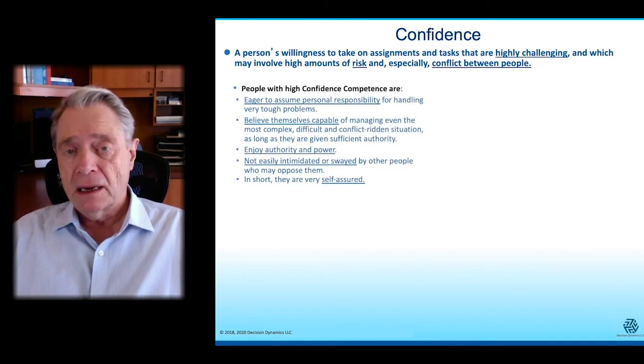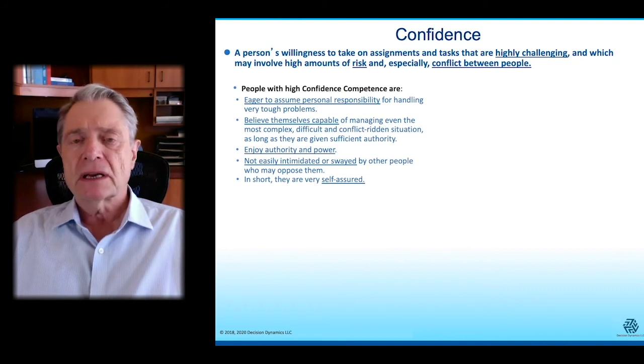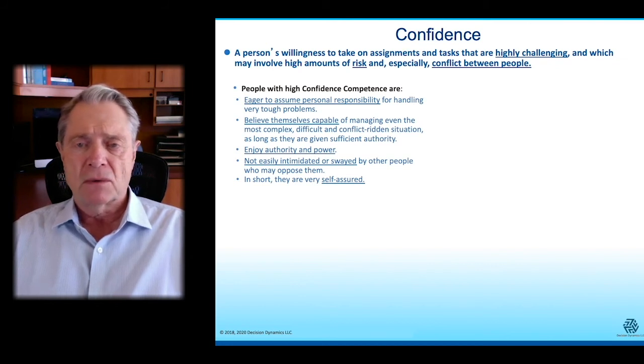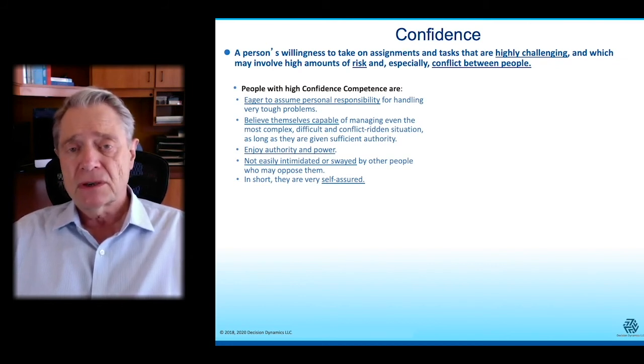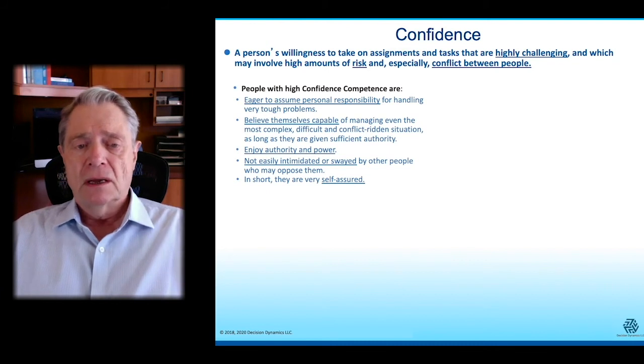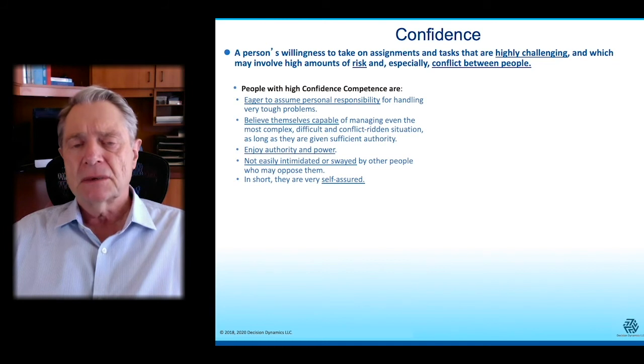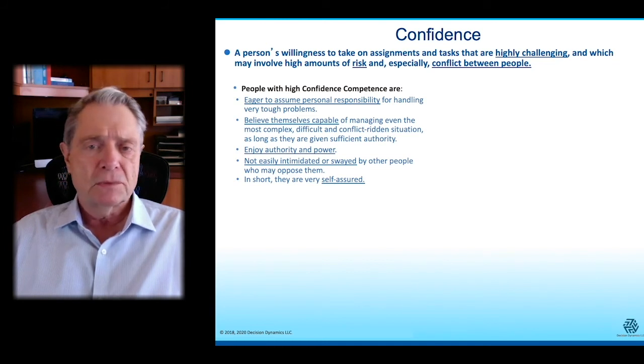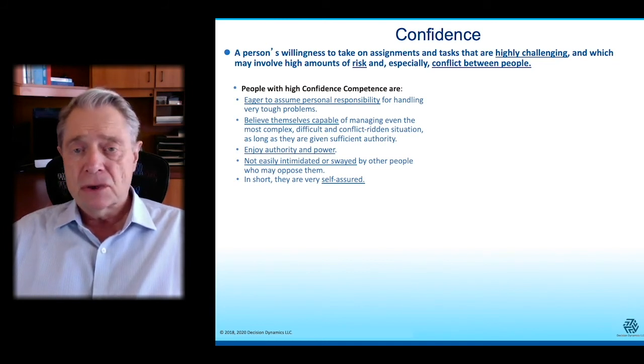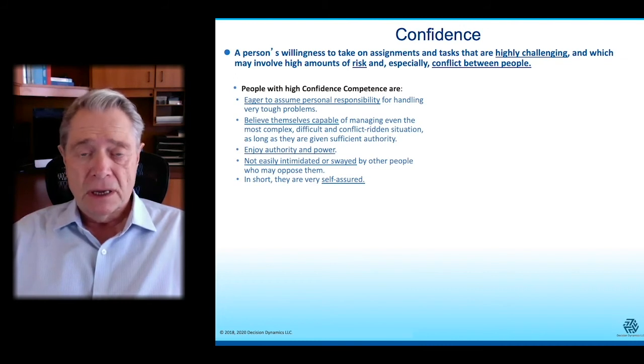People who are high on confidence in this particular sense tend to be eager to accept responsibility and authority. They believe in themselves. They believe themselves capable of handling all kinds of challenging circumstances and situations that may arise, as long as they have sufficient authority or discretion to do so. They enjoy exercising authority and power, and they're not easily intimidated by the views of other people who may oppose them. In short, they are very self-assured.